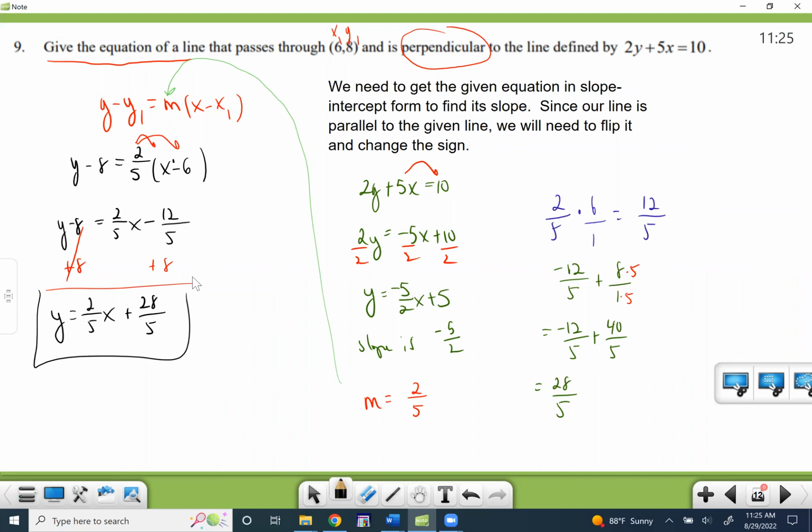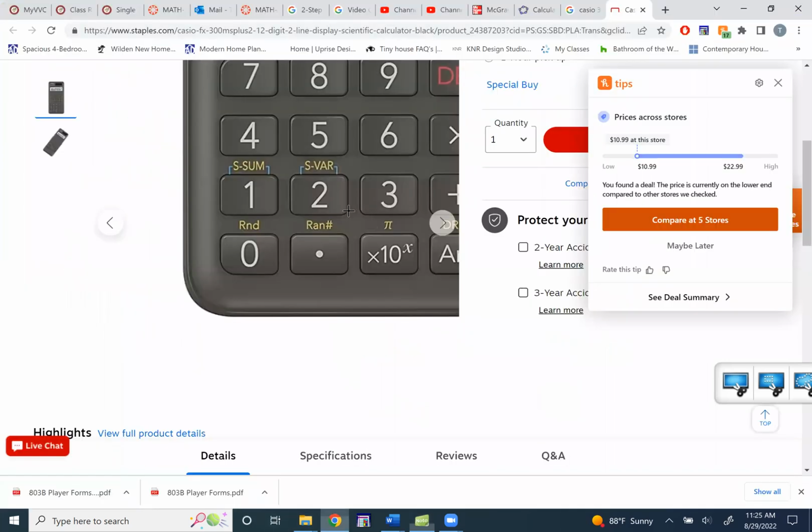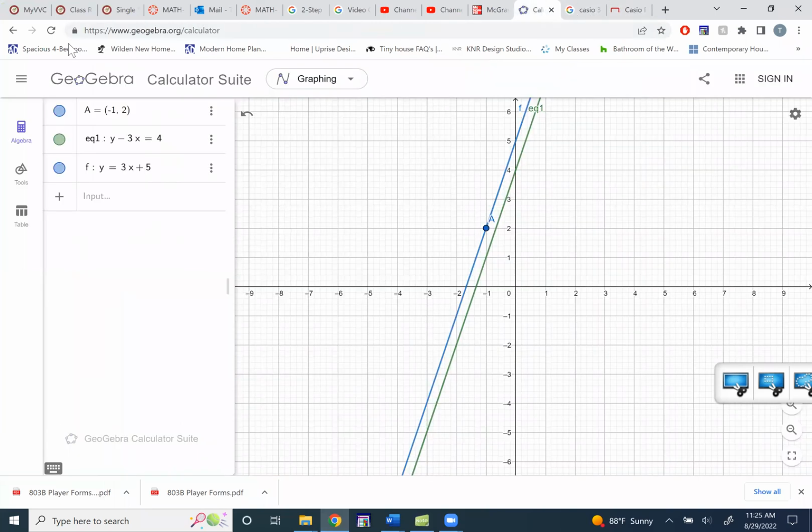In fact, you know what? We'll find out right now. Let's go ahead and get a picture of this, okay? So we want to pass through 6/8. Let me go back to GeoGebra.